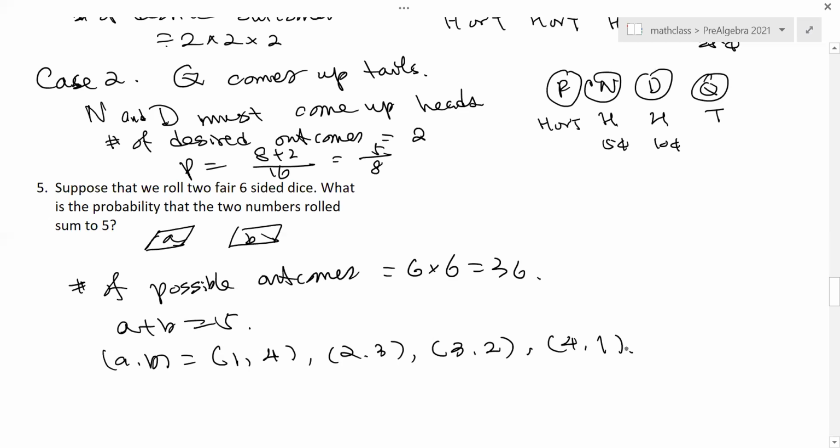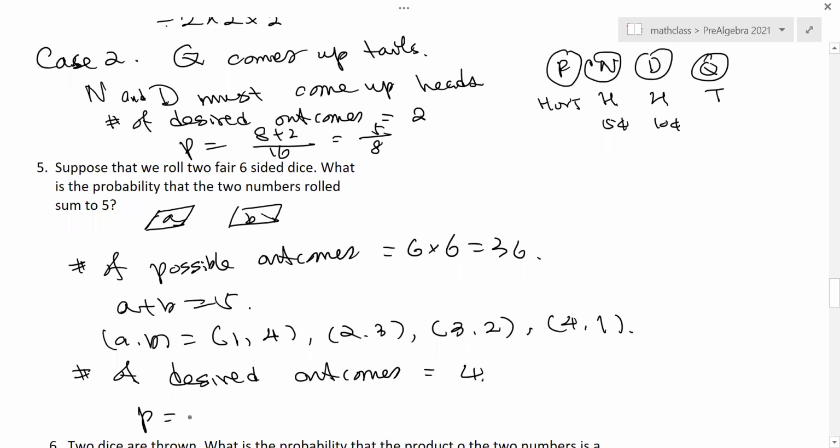So that's how to get 36. We count the order. The first one, the second one. The first one has 6 choices, the second one has 6 choices. So in total we have 36 combinations. Then the first one is 1 and the second one is 4, which is different from the first one being 4 and the second one being 1. So that's why the number of favorable outcomes is going to be 4. Then the probability is going to be 4 over 36, which is 1 over 9 after simplifying.